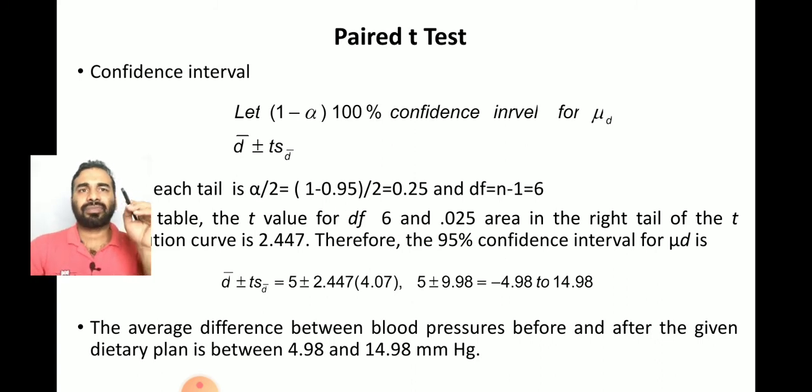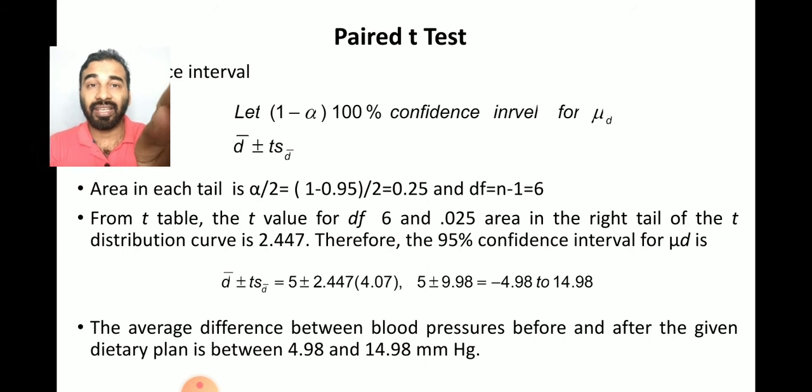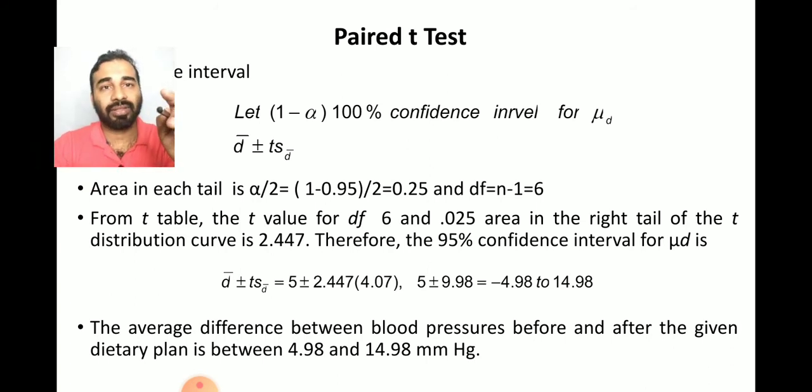Earlier we had X bar plus or minus t into standard deviation of X bar. Here we have D bar plus or minus t into small standard deviation of D bar. So an area in each tail will be alpha by 2. We have to assume a 95% confidence interval, so the area in each tail will be 0.025. And the degrees of freedom is 7 minus 1, which is equal to 6.